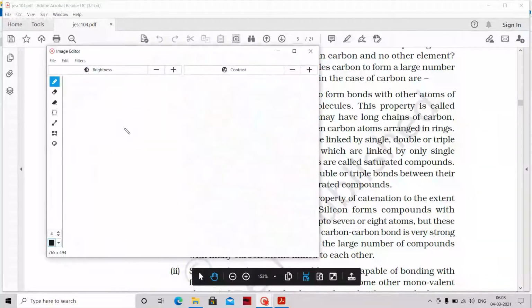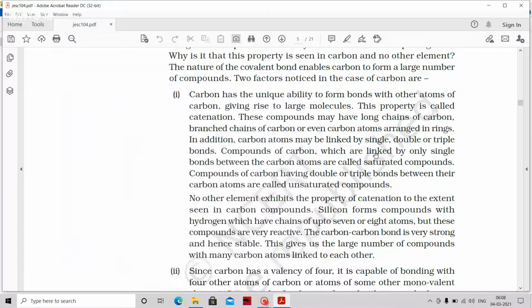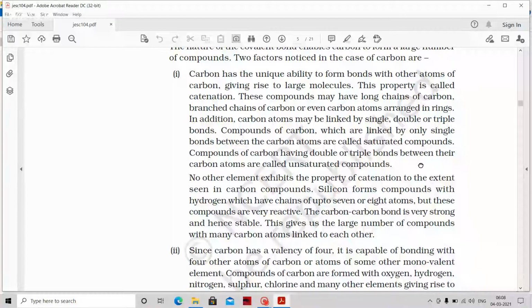For example, if I take a carbon here, another carbon, another carbon, like this, it can go as a straight chain, or it can have a branch over here and continue another way. One more branch can be here like this. So these are branched chains of carbons and straight chains of carbon, and they can have single bonds. Sometimes they have double bonds, sometimes a triple bond. Clear? So carbon has all these types of bonding arrangements and linkages.